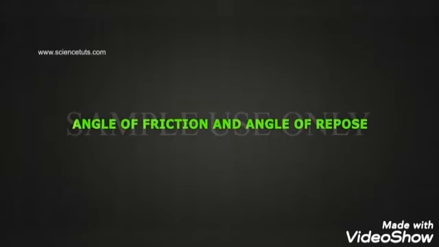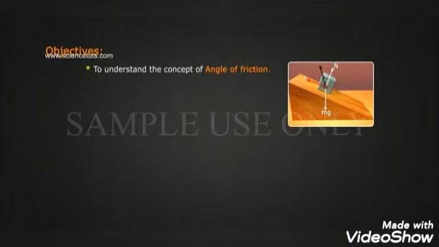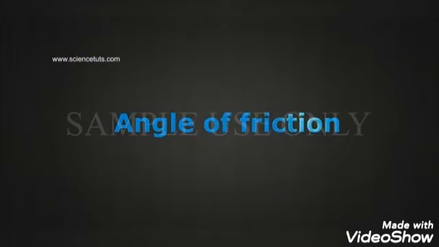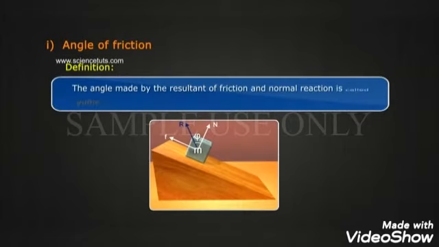Angle of friction and angle of repose. Objectives: to understand the concept of angle of friction, and to understand the concept of angle of repose. First, angle of friction. The angle made by the resultant of friction and normal reaction is called the angle of friction.